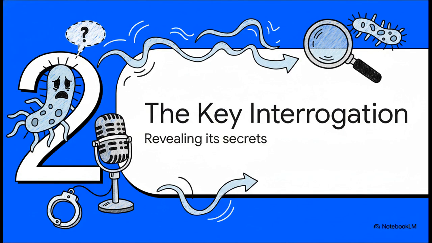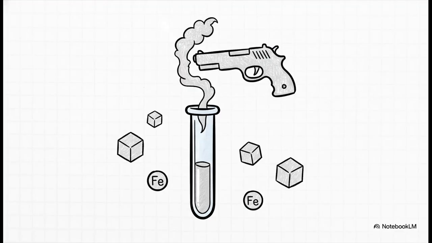All right, we've got a visual description, but that's not enough. We need a confession. It's time for the key interrogation, where we basically force this bacteria to spill its deepest, darkest secrets. And our main interrogation tool? It's called the triple sugar iron test, or TSI for short. And let me tell you, when it comes to nailing Salmonella, this is the absolute smoking gun.